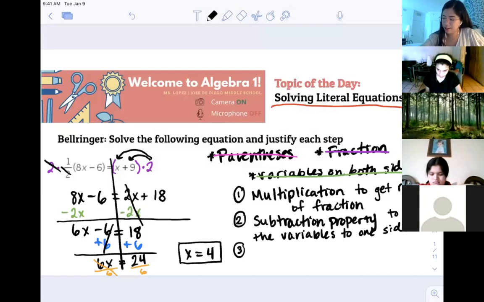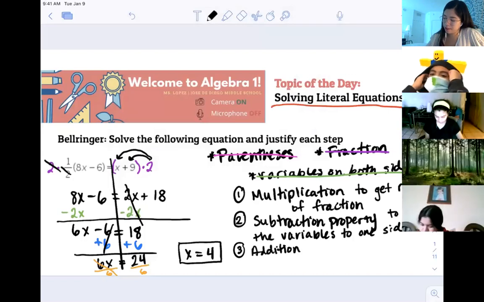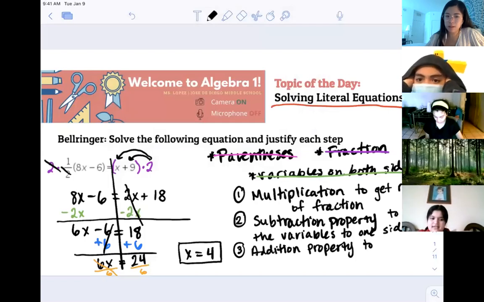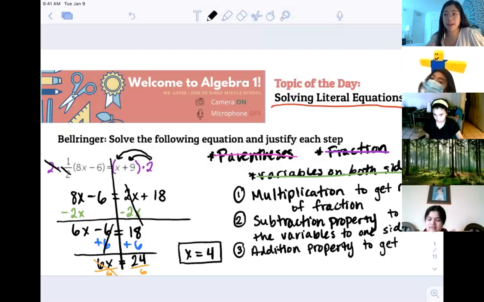Then in step 3, subtract again. Oh, I mean add. Addition. There you go, addition property. And what was the reason? To get rid of the -6. Good. And that -6, because it's all by itself, we call that a constant. So we wanted to get the constant to the other side.